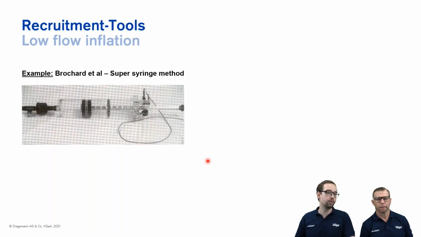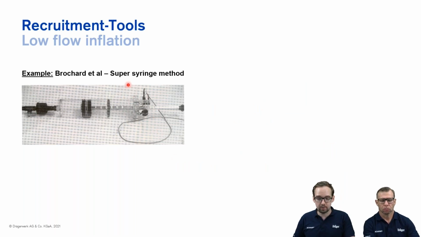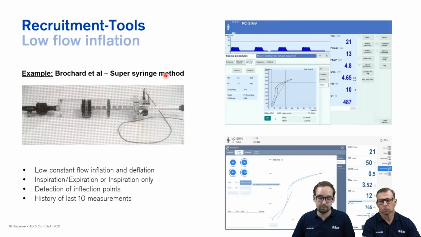Coming to the next recruitment tool that we already mentioned before, which is the low flow inflation maneuver. This was first proposed as the super syringe method, where we are trying to create a quasi-static picture of the lung, showing us how the lung behaves under different volumes and different pressures. So, really very gradually increasing the volume inside the lung to detect the mechanical properties of this lung.